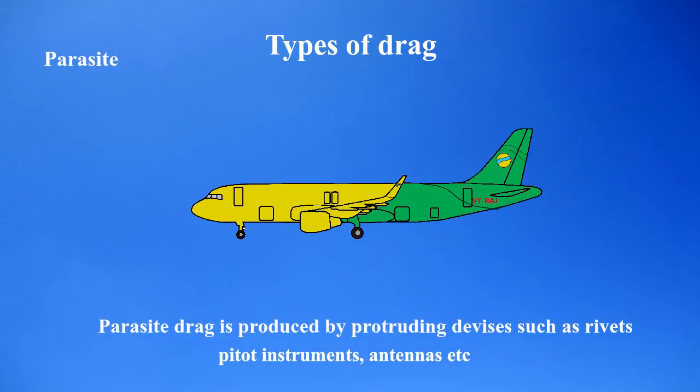Parasite drag. It is produced by the protruding devices such as rivets, pitot instruments, antennas, etc.